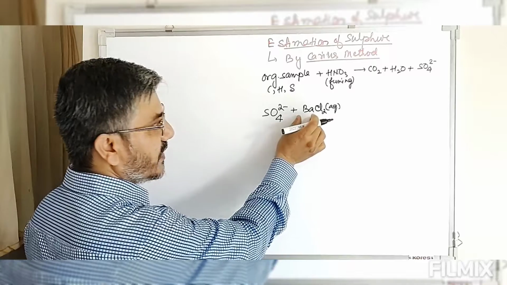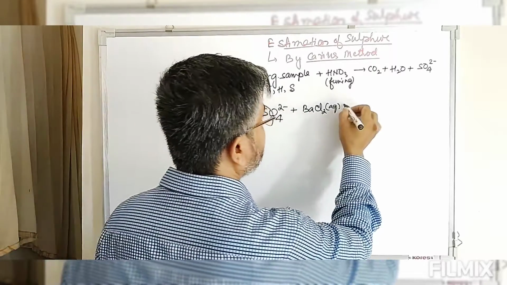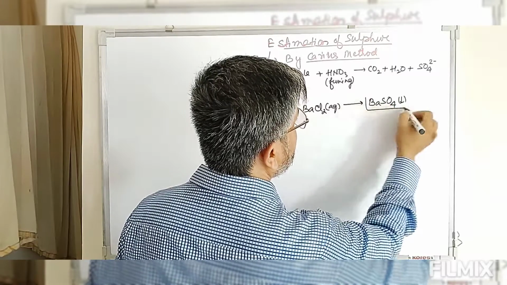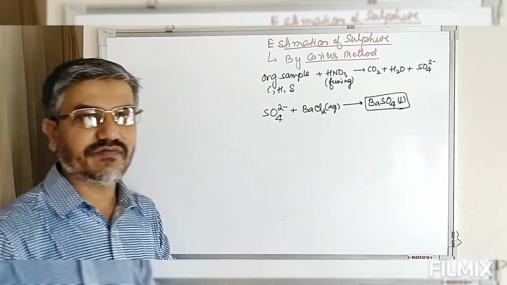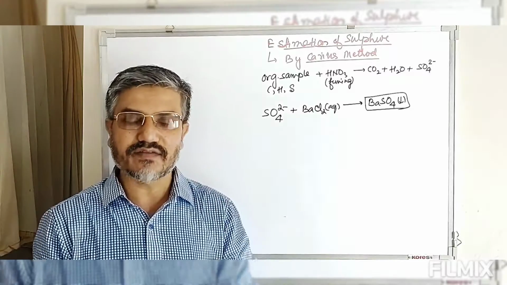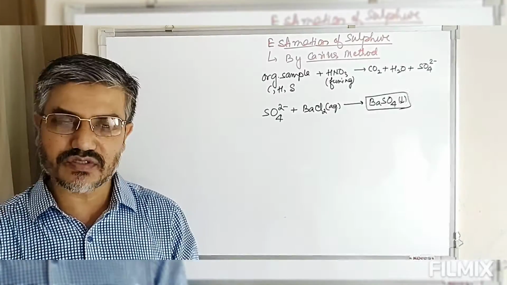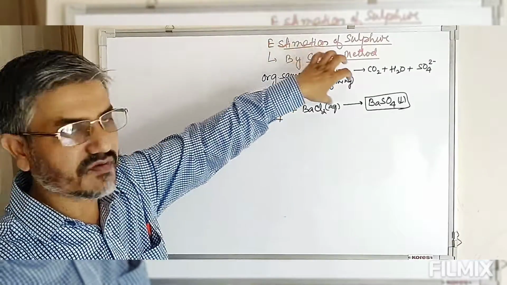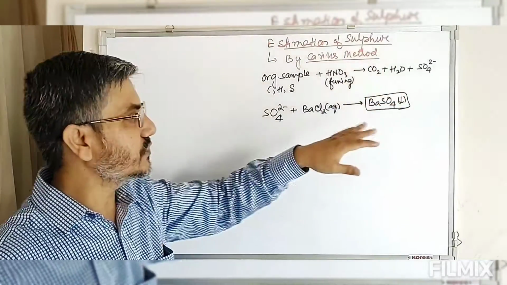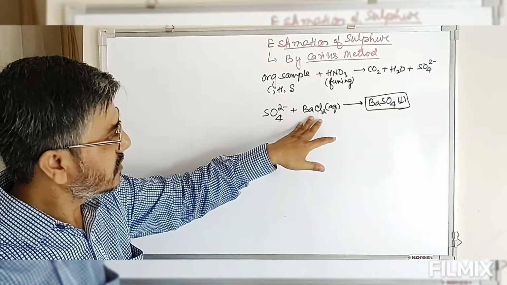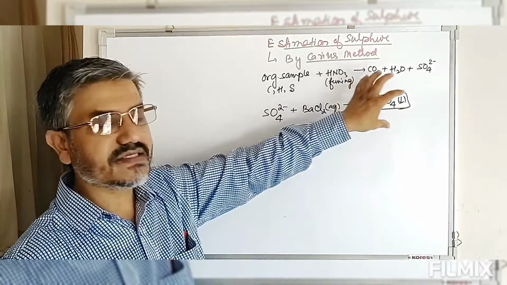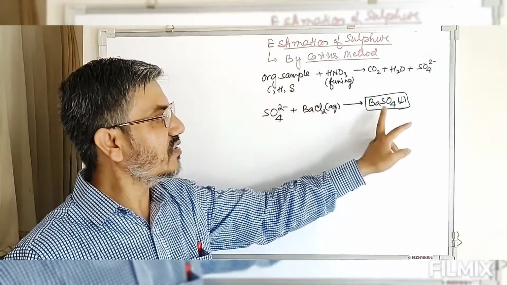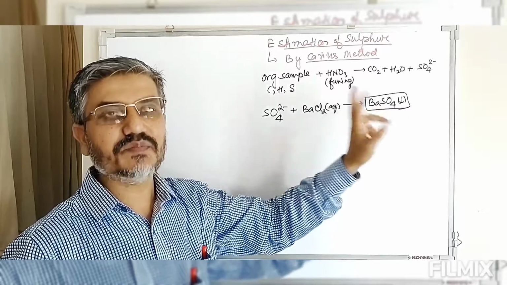When the barium ion from aqueous barium chloride combines with sulfate, it gives an insoluble precipitate of barium sulfate. Now we take the mass of this barium sulfate, and from the mass of barium sulfate we calculate the mass of sulfur, and from the mass of sulfur we calculate the mass percentage of sulfur. So first we heat the organic sample with nitric acid, and the solution is again treated with aqueous barium chloride when sulfate is precipitated as insoluble barium sulfate. So now we estimate this sulfur in the form of barium sulfate, which is an insoluble precipitate.